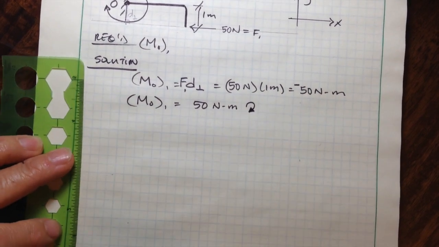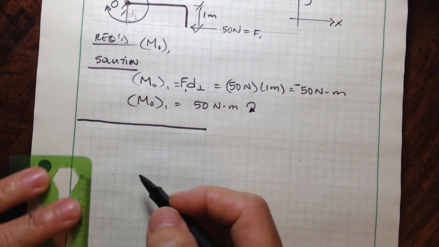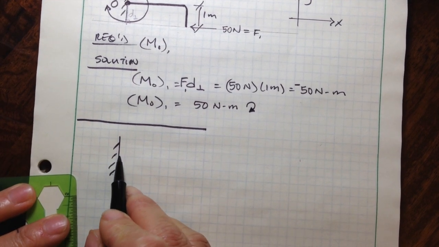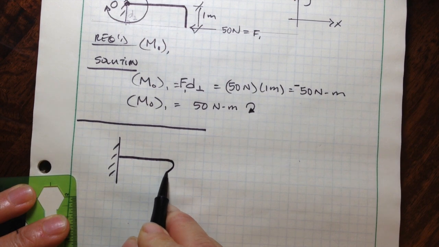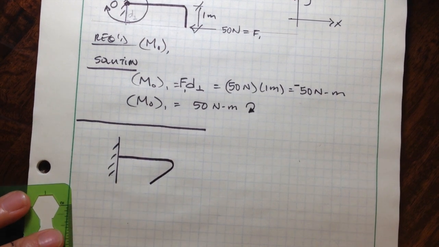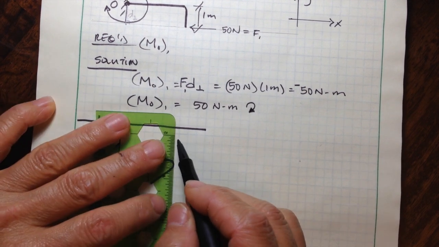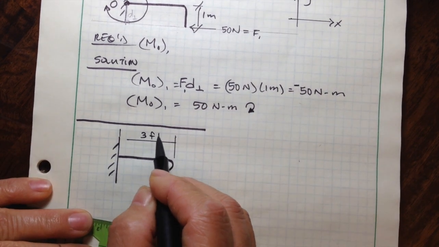Let's do another problem. Let's say I have a wall, and I have another bar, and it's shaped kind of weird. It's actually like that. And this dimension right here is, let's say, 3 feet.